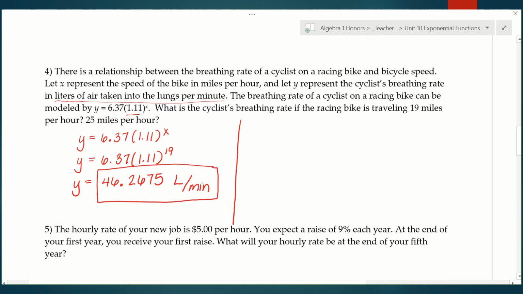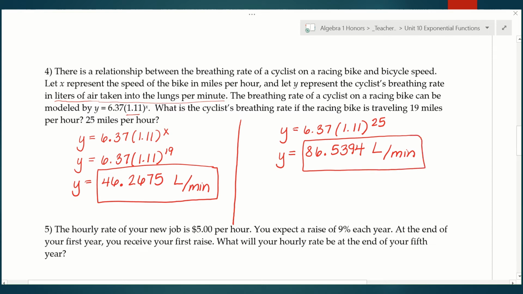Okay. So then we're going to repeat that process, but now assuming that the bike is traveling at 25 miles per hour. So 6.37 times 1.11, but now to the 25th power. So if we type all that in, looks like we're going to get 86.5394 liters per minute. There we go.